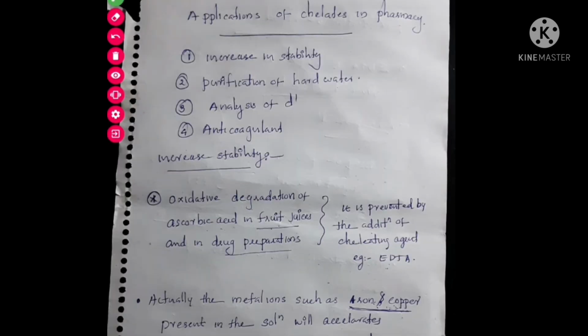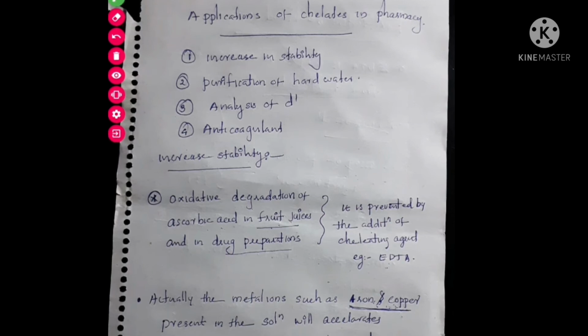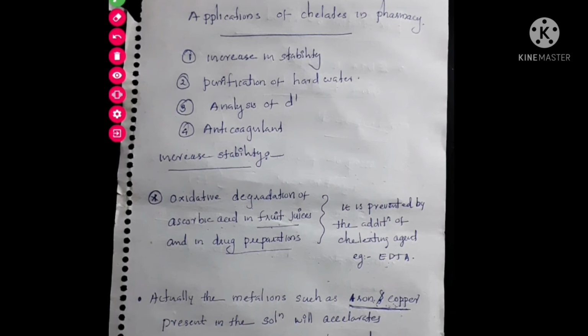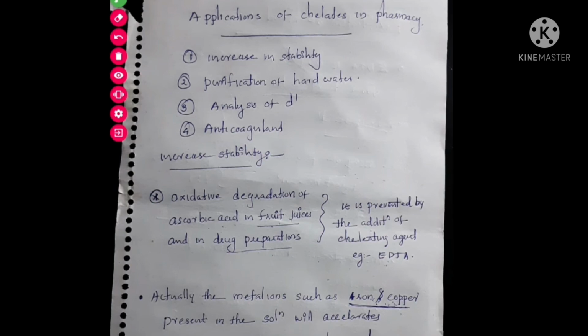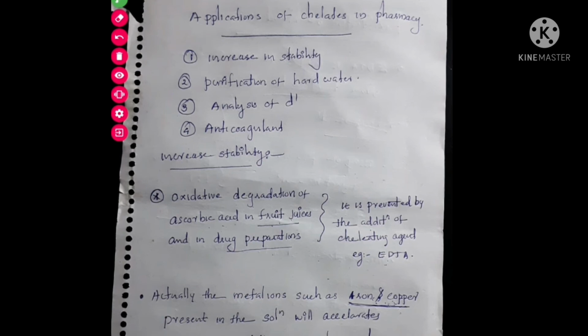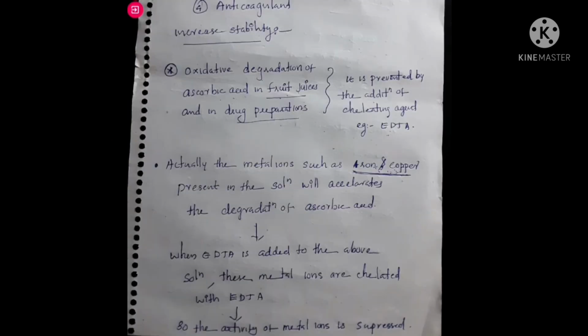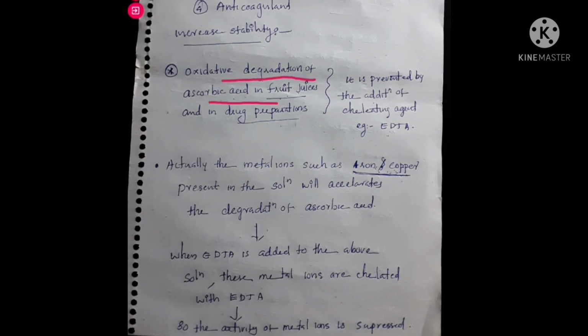Now let's see the important applications of chelates in pharmacy. They are used to increase the stability of a formulation, for purification, for analysis of drugs, and as anticoagulants. How do chelates increase stability? They prevent oxidative degradation of ascorbic acid in fruit juices and drug preparations.